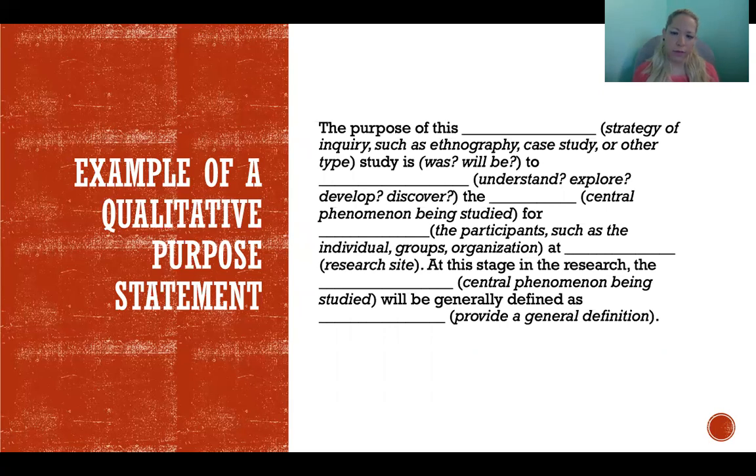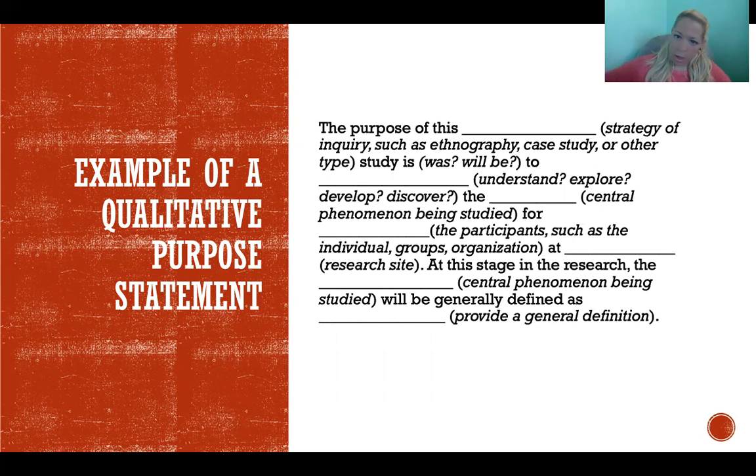So you could say something like the purpose of this, fill in the blank. It could be the strategy of the inquiry, like ethnography, case study, or whatever. So you could say the purpose of this case study is, now, that is if the study hasn't happened yet. Like for a proposal, you would say the purpose is. Now, if you already conducted the study and now you're writing your manuscript after the fact, then it would be the study was, because it happened already in the past tense. Okay, so the study was or is to, what are you trying to do?